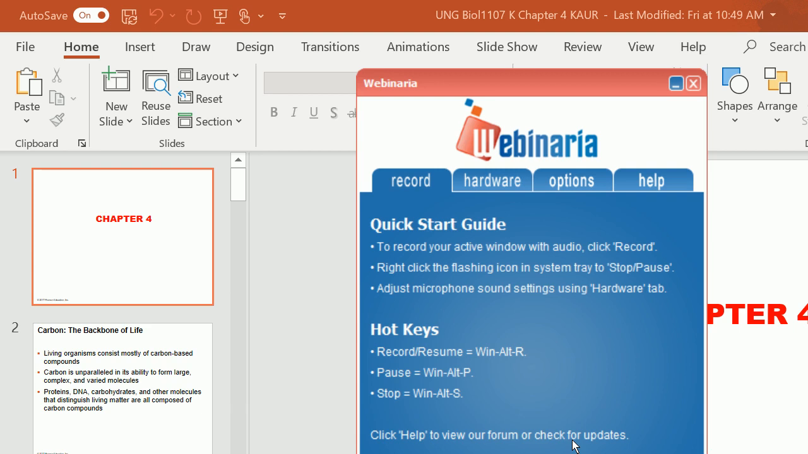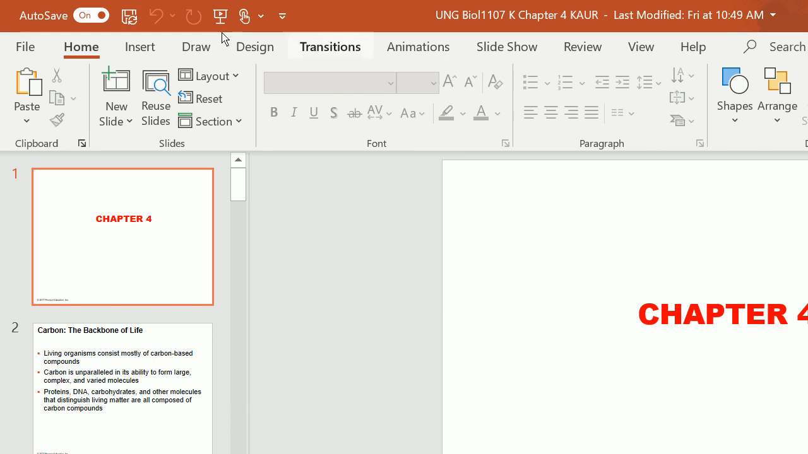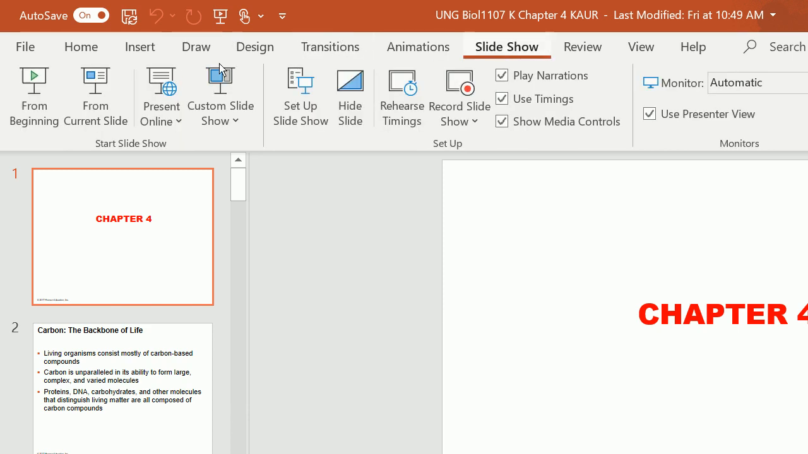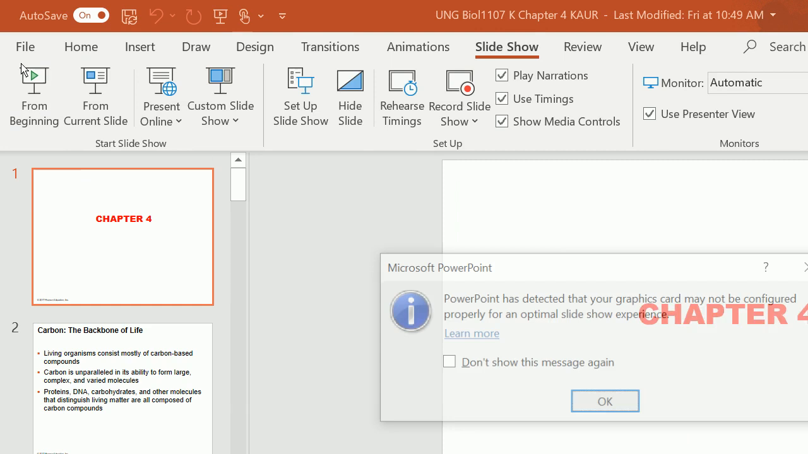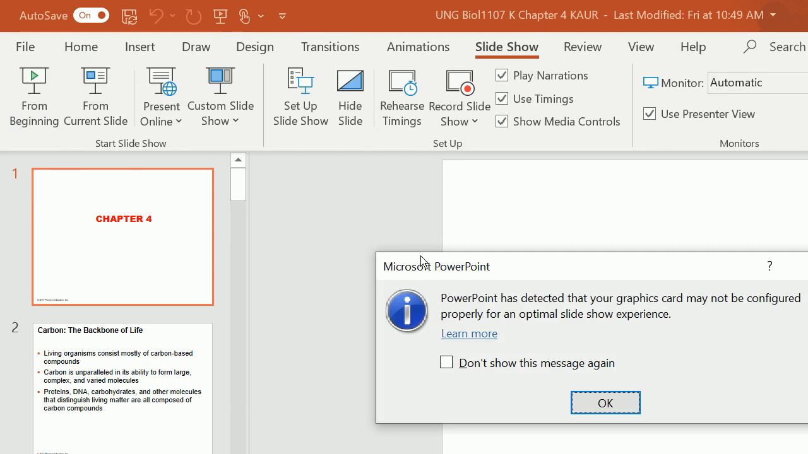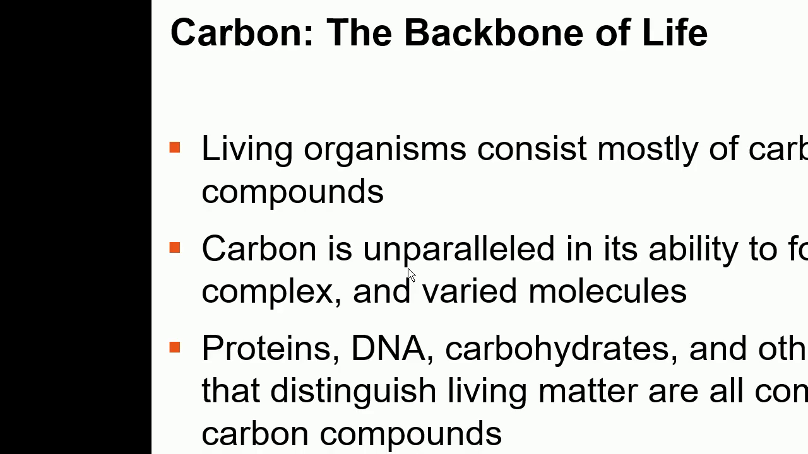Let's discuss chapter number 4. So chapter number 4 is basically about carbon. In this chapter we are going to focus all about carbon, organic chemistry, why carbon is so important, what are the properties of carbon, and most important thing is the life on the planet Earth is carbon based. Okay, so basically living organisms consist mostly of carbon based compounds.